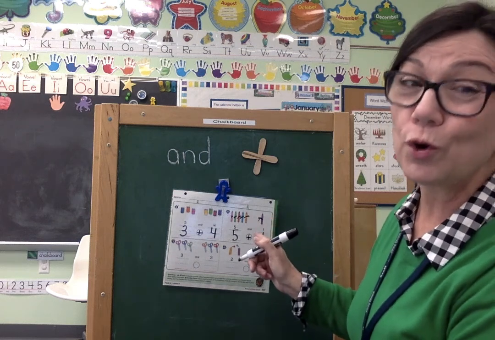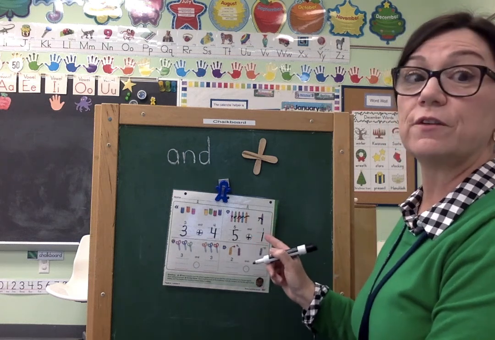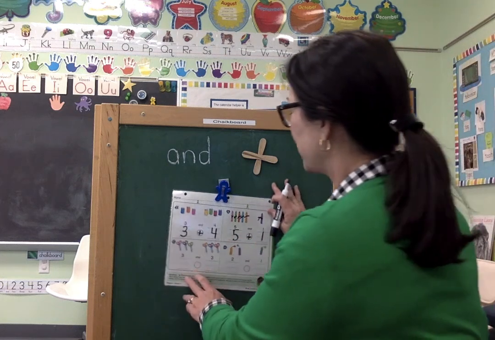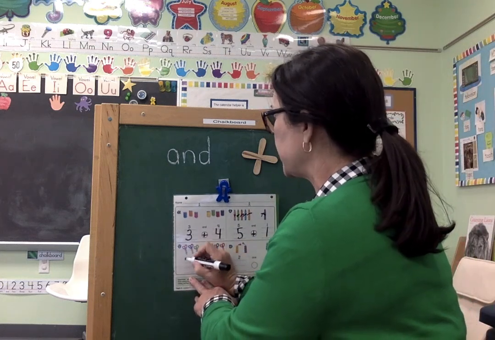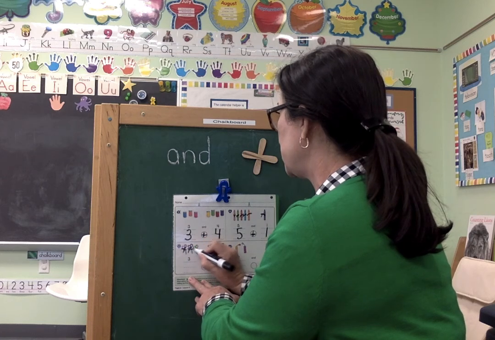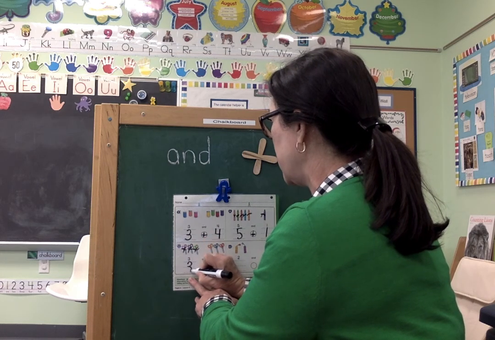Or if you want one more, you go right next door. What's right next door to 5? 6. All right, come down here. We've got some scissors. Let's see how many scissors. 1, 2, 3. We're going to write the number 3.